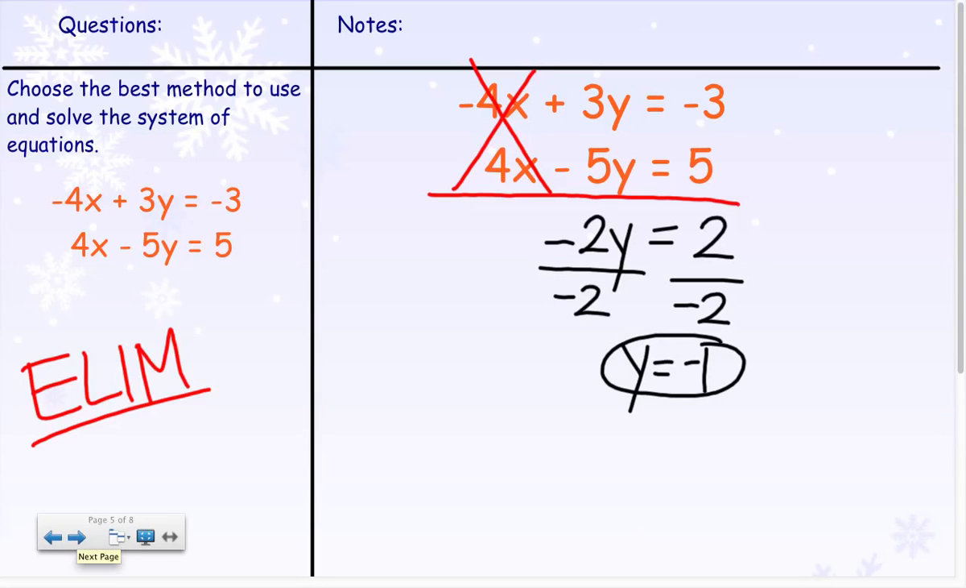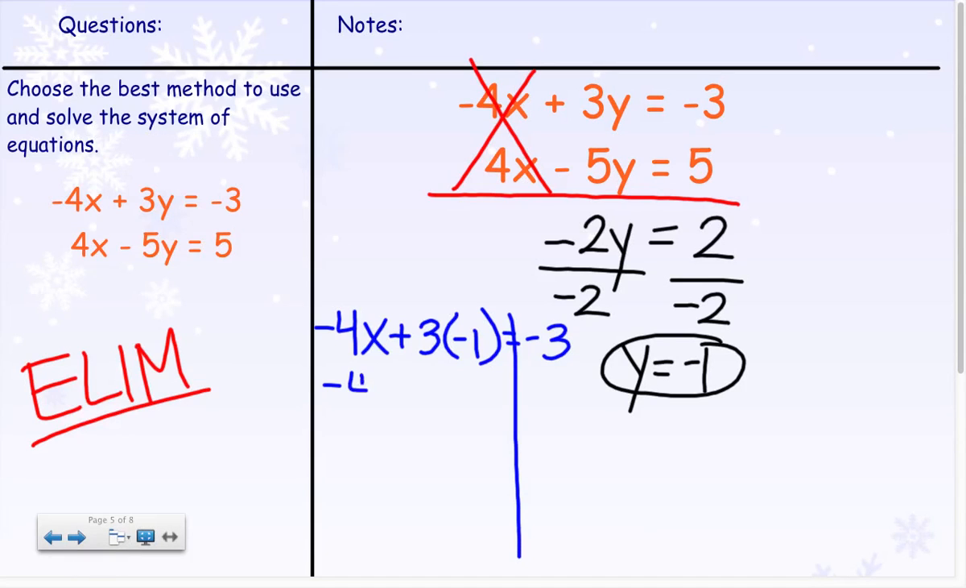Now keep in mind, we're not done. We're only halfway done with the problem. I have to take that negative 1 and plug it back into one of my equations. Usually I pick the top one, so I'll go with the top one. So negative 4x plus 3 times, and then instead of y, I'm putting a negative 1, equals negative 3. Bring down the negative 4x. 3 times negative 1 is negative 3.